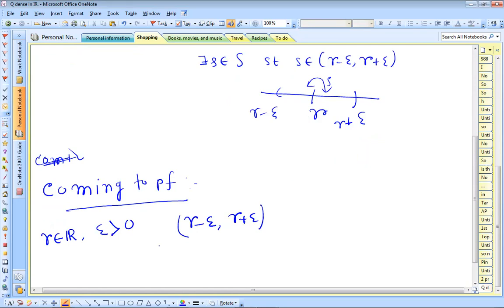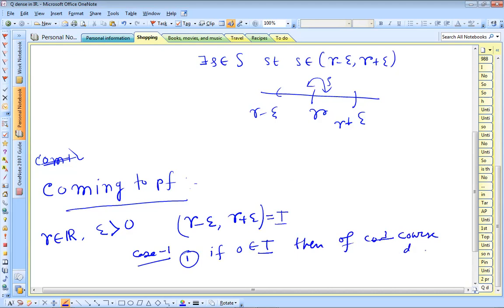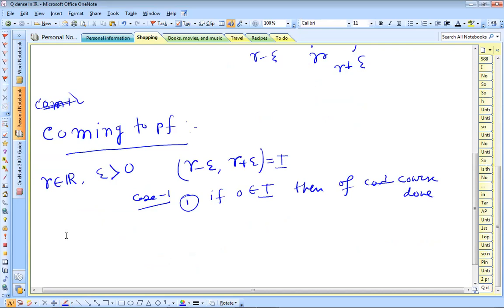Look, if we call this interval R minus epsilon, R plus epsilon equal to I, and if 0 belongs to I, then of course we are done. Now next, there are two possible cases.